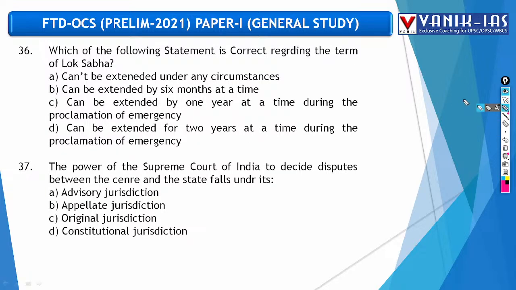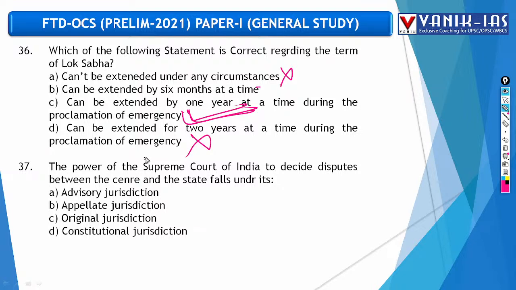Next. Which of the following statements is correct regarding the term of Lok Sabha? This cannot be extended under any circumstances. No, it can be extended during the time of emergency. Can be extended by 6 months at a time? This is wrong. It can be extended up to 1 year. Can be extended by 1 year at a time during the proclamation of emergency. Yes, this is right. Can be extended for 2 years at a time during the proclamation? No, this is wrong. Okay, so C is the answer.